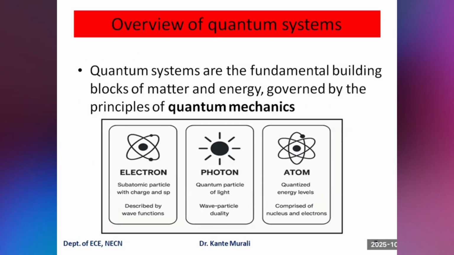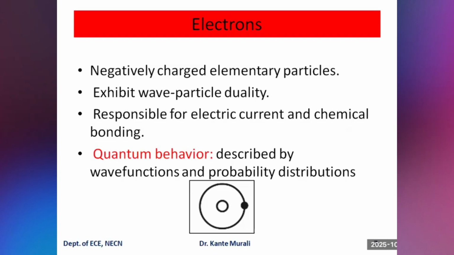Let us go to the next topic, an overview of quantum systems. All quantum technologies are built on basic systems composed of electrons, protons, photons, and atoms. Let us see them one by one, very briefly. Electrons carry negative charge and exhibit wave-particle duality, which is responsible for electric current and chemical bonding. The quantum behavior of an electron is described by wave functions and probability distributions.